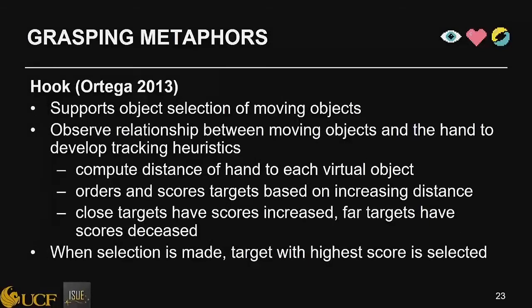Now, hook is a technique for selecting objects that are moving in the environment. And it's certainly a possibility that you could have moving objects in space. The technique observes the relationship between all the moving objects in the environment and the hand to develop some tracking heuristics. Those tracking heuristics include computing the distance between the hand and each virtual object. It orders and scores the targets, so near targets have scores increased and far targets have scores decreased. And when the selection is made, the target with the highest score is selected.